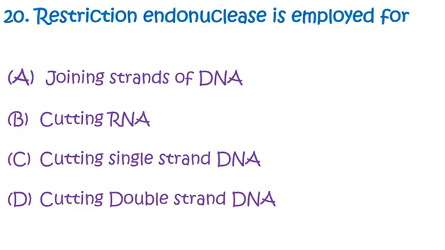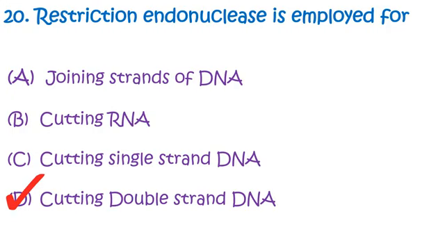Question number 20. Restriction endonuclease is employed for: option A joining strands of DNA, option B cutting RNA, option C cutting single strand DNA, option D cutting double strand DNA. And the correct answer is option D, cutting double strand DNA. Restriction endonuclease is also known as restriction enzymes, which are specific in nature and are specifically employed in cutting of double strand DNA.